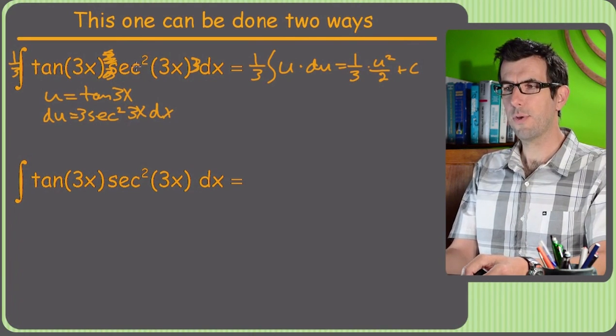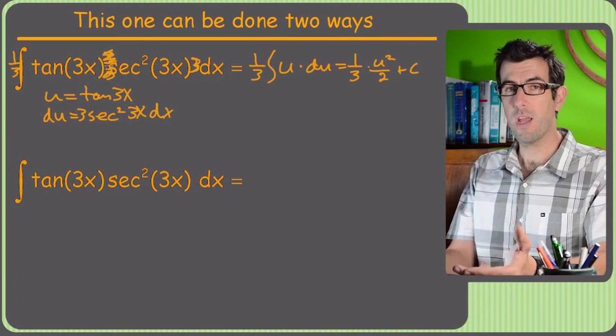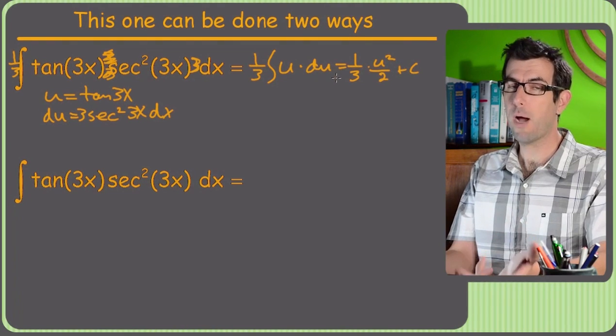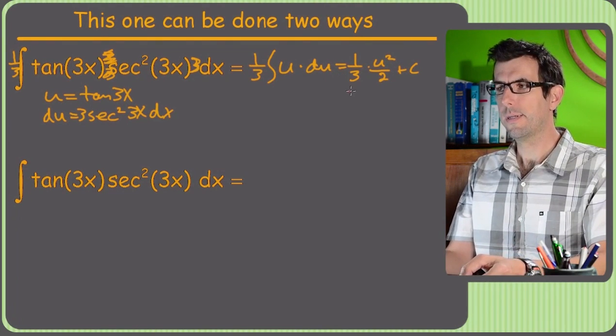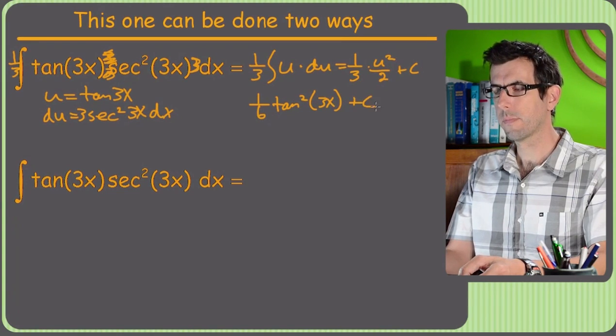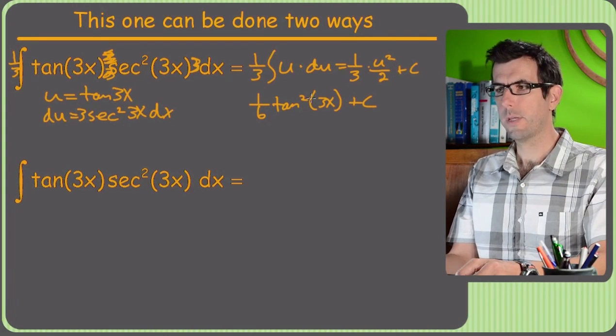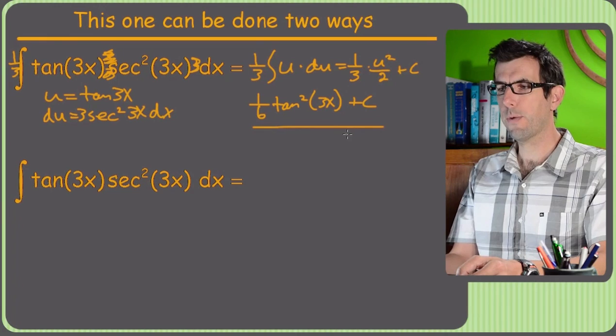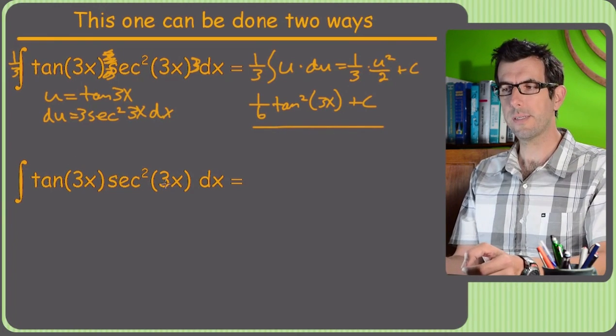Integral of u is u squared over 2. So you can see that even though the exponent of the original tangent was only 1, that doesn't stop you from doing a power rule on it anyway. So we get 1/6, 3 times 2 is 6, and then u squared, so that'll just be tan squared 3x plus c. Alright, pretty sweet. That's what we get doing it that way. Let's try it the other way.